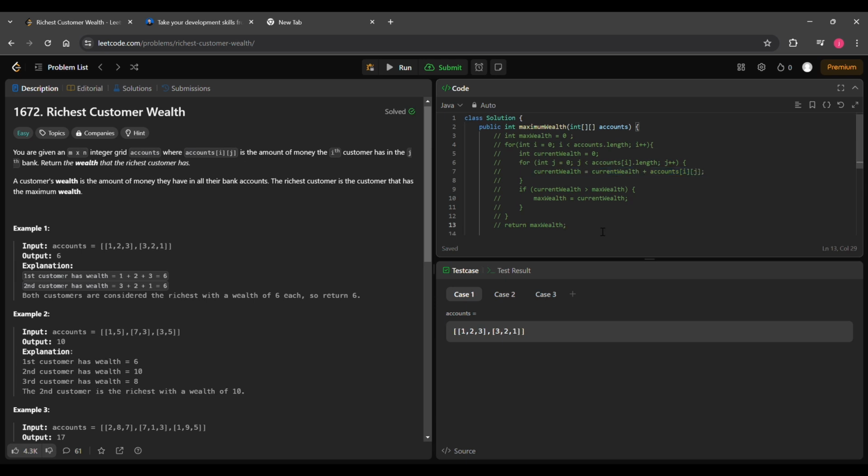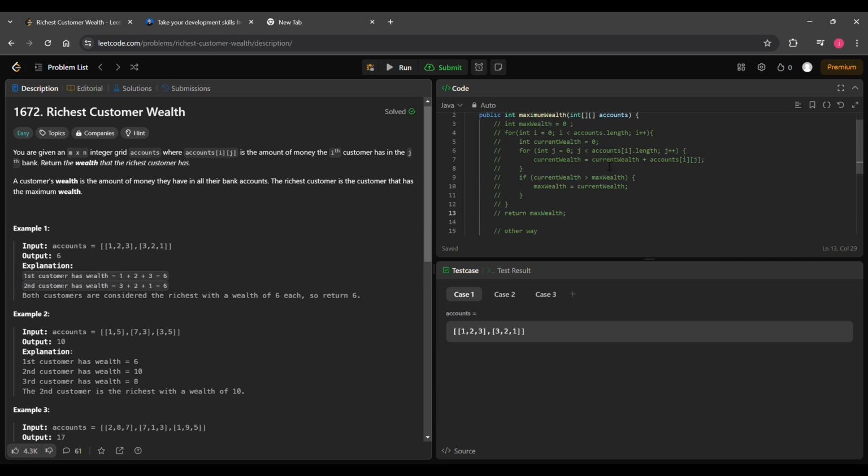Okay. Then after iterating through this, it will go again to the second one. It will go to the second one and do the same process. It's going to find the total of this. Okay. And the logic we are using is, if the currentWealth value, so the currentWealth value is 6 here, if the 6 is greater than maxWealth, which is 0, then the maxWealth value will be changed to currentWealth. It will be 6. And we are going to return the maxWealth.